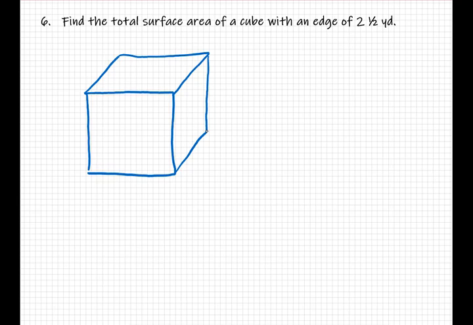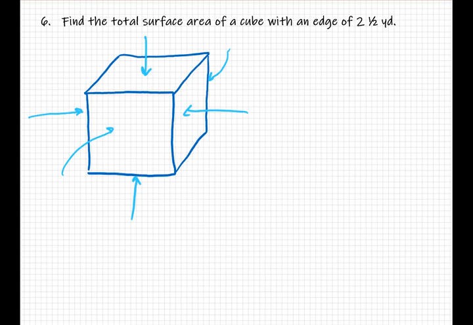Now the surface area of the cube consists of the outer area of every face. In this case, there's 6 of them. So we have the top and the bottom, the left and the right, and the front and the back. Okay, so top, bottom, left, right, front, back. And since it's a cube, each of the faces is identical. So we have basically 6 identical squares.